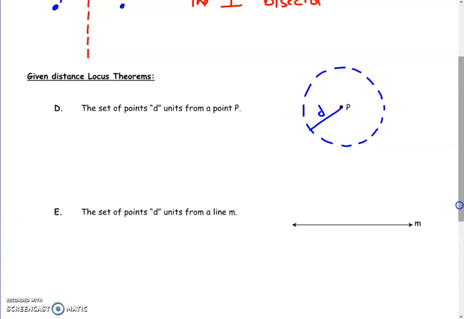Now, how do we describe this? We say a circle with center P and radius D. And D would be a number. They'll say 3 units away from this tree.